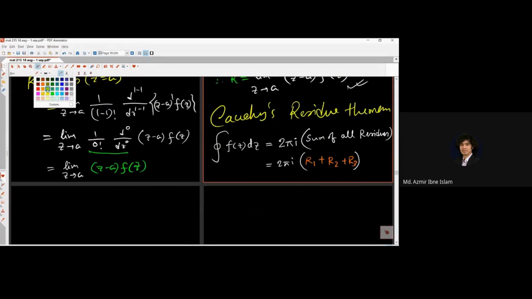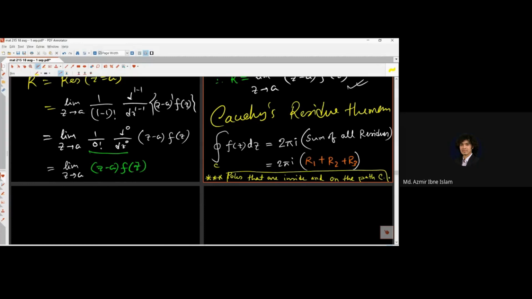But there is a condition. We will only find the residues of those poles that are inside this path, let's say C. That means the condition is here. Try to note down that we have to find the residues for those poles only that are inside and on the path C.